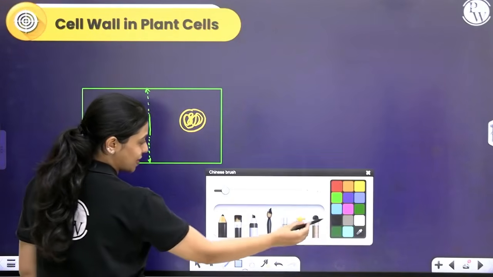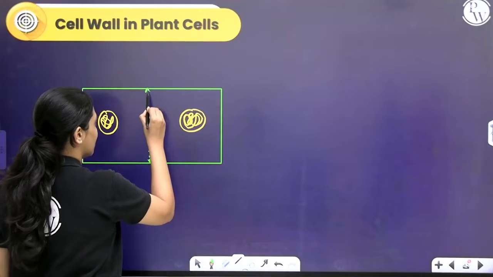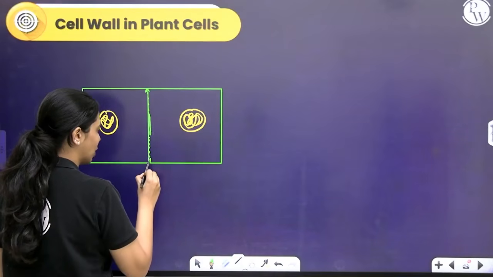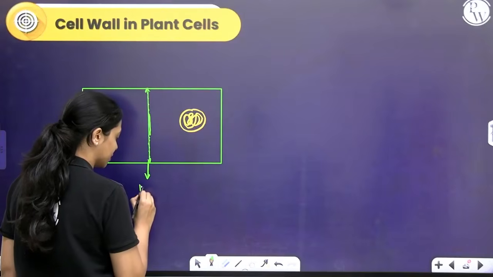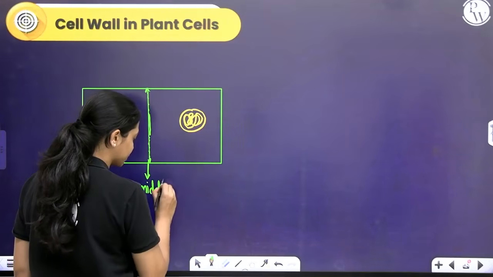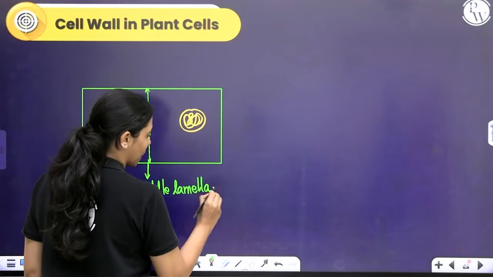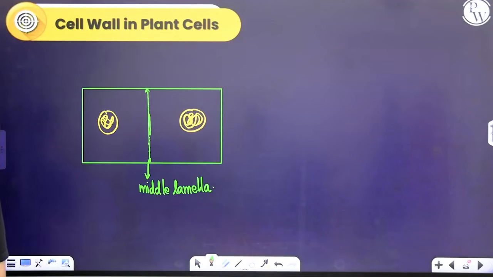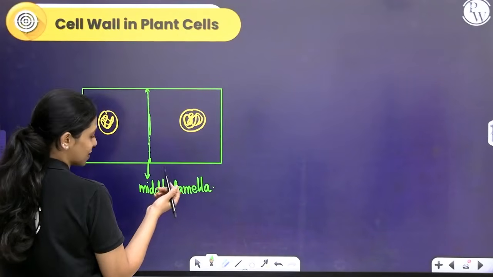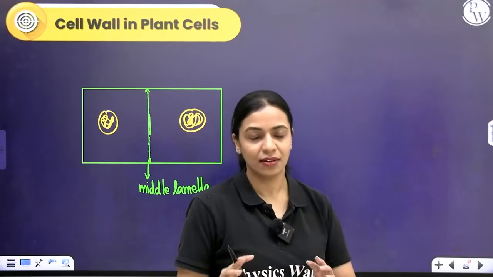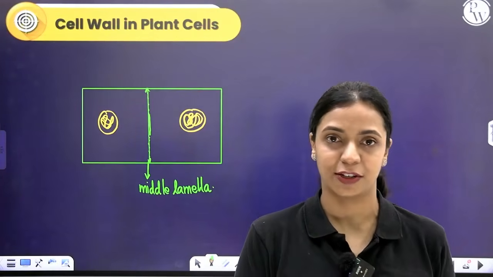Okay, so this cell plate is the first layer of the cell wall that forms. This is called middle lamella. This is called middle lamella. Now, in plant cells, only some cells will retain the ability to undergo cell division. We call them meristematic cells or meristematic tissues.